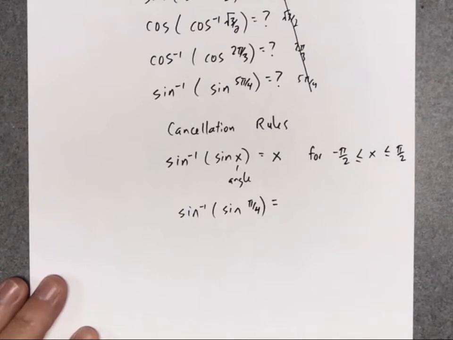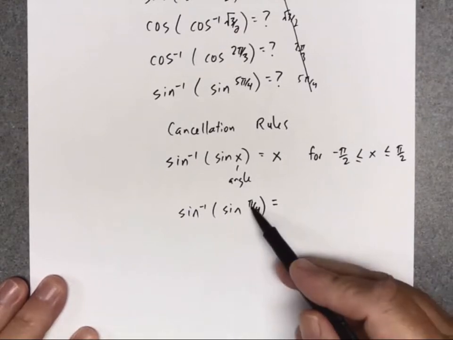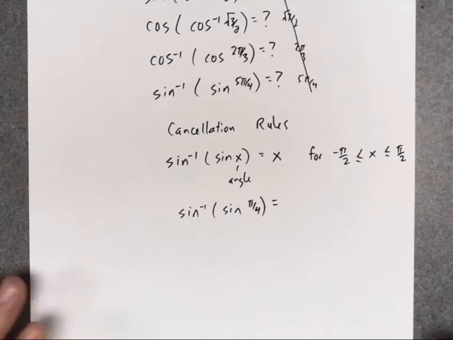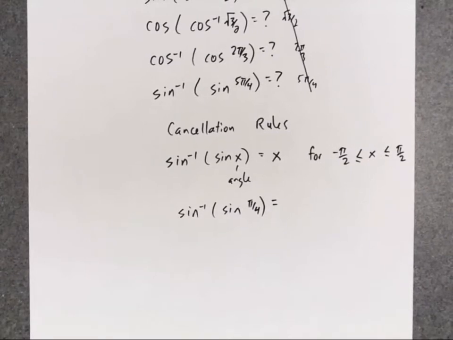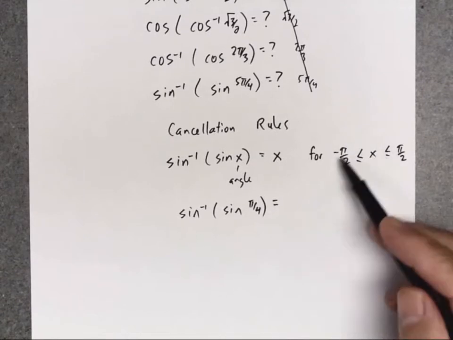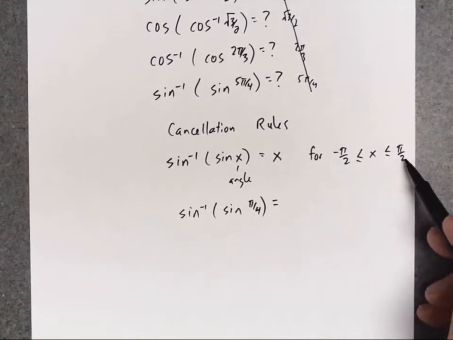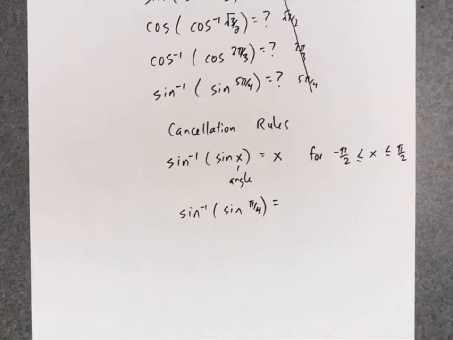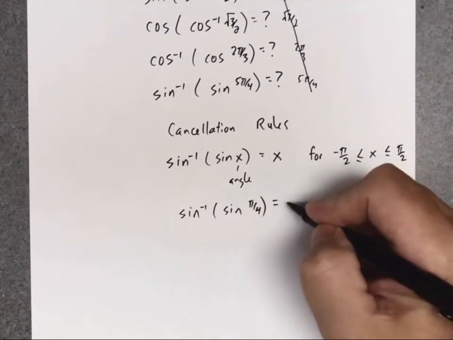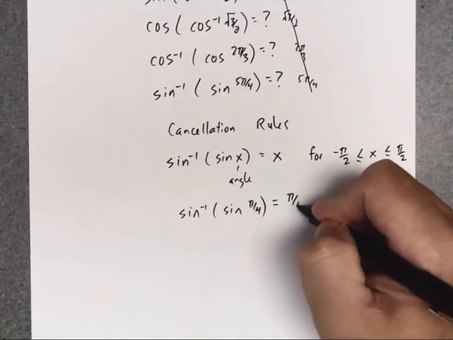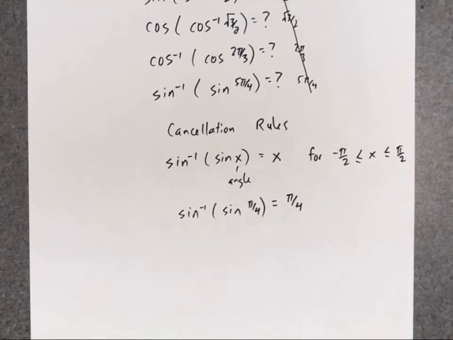First thing you do is you say, okay, does this angle in here fall within my cancellation rule where I can cancel out? The cancellation rule says, as long as your angle is between negative pi over 2 and pi over 2, the cancellation rule works. In this case it is. So right away, I don't really have to do any trig or any math. I just get pi over 4.